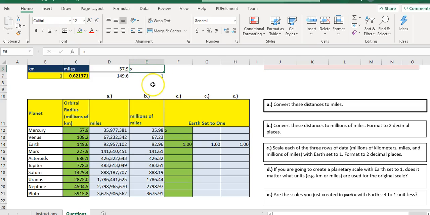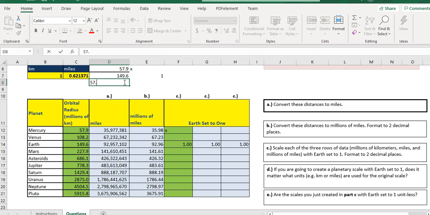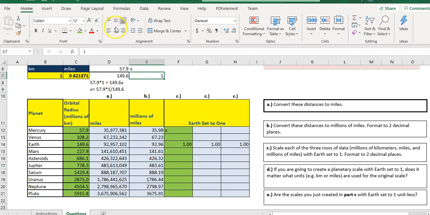So now we're going to cross multiply. So for the next line down, we have 57.9 times 1 equals 149.6 X. Okay, and then the next line down, we're going to have x equals 57.9 times 1 divided by 149.6. Sorry about that. Okay, so now let's figure out what this all means. Give me 1 second, please.